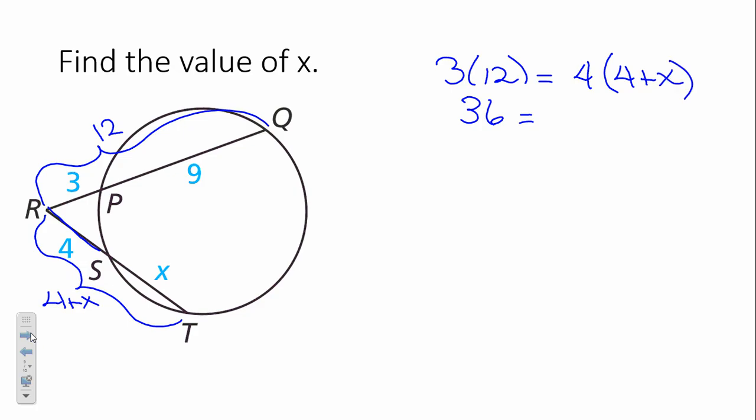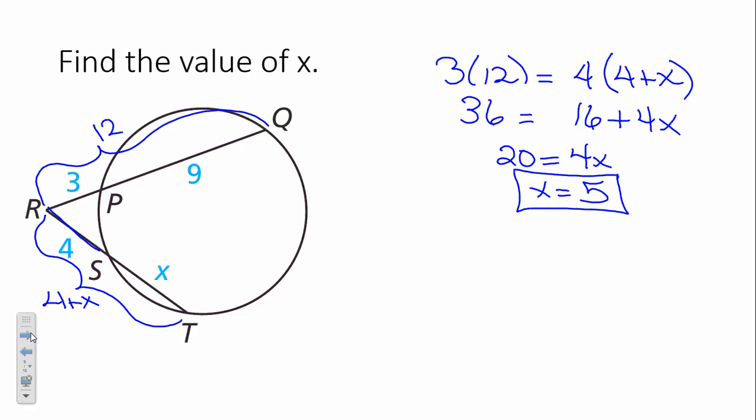Okay. So 4 times 4 is 16, plus 4x. Make sure you distribute that 4 to both. So 20 equals 4x, and x is 5. They didn't ask us for a measure beyond that, so we're finished.